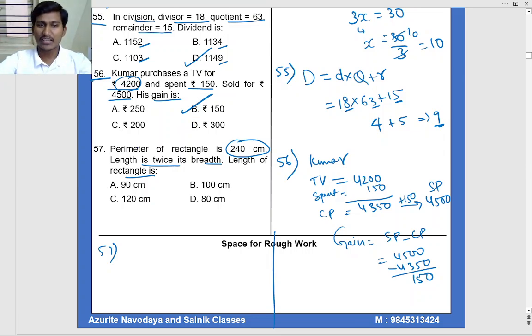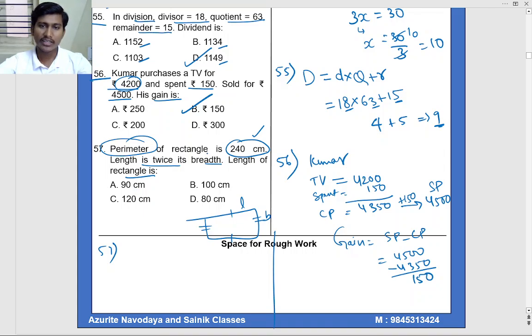So perimeter of a rectangle is 240. So we know perimeter means all the sides we have to add. So this is the rectangle, right? So all the sides we have to add. There will be length 2 times, breadth is also 2 times, right? So with options, if you go option A, 90 into 2, so length is 2 times here. So 90 into 2, so 180, right?